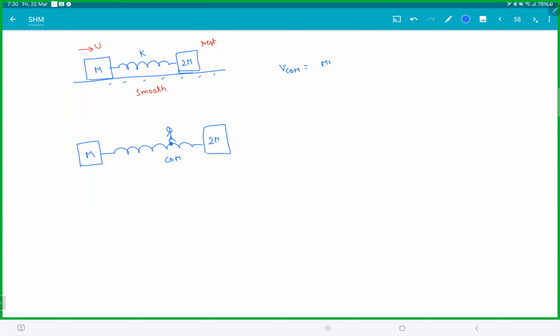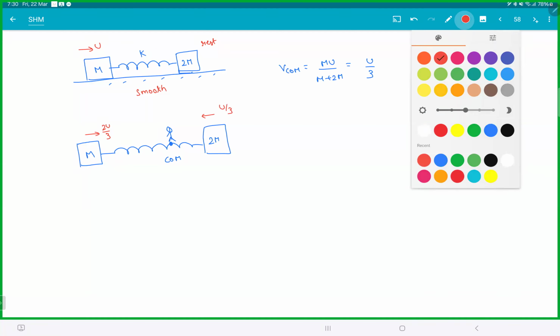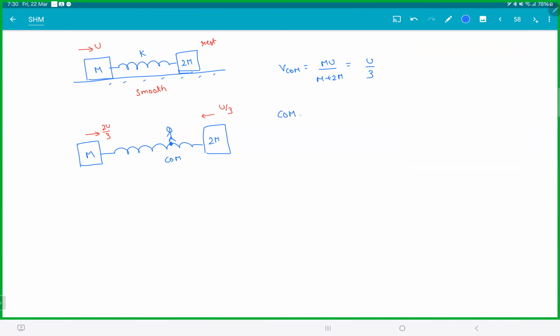Velocity of center of mass is mu by m plus 2m, which is u by 3. So center of mass will think this guy is coming with 2u by 3, and this guy is coming with u by 3. Agreed? Now, remember, center of mass is an inertial frame. So there's no problem. I can stand there and do the problem. There's no pseudo force, nothing. Acceleration of center of mass is 0 since there are no external forces.